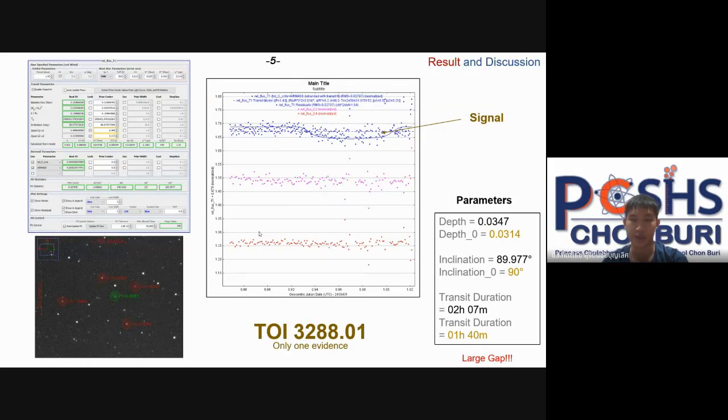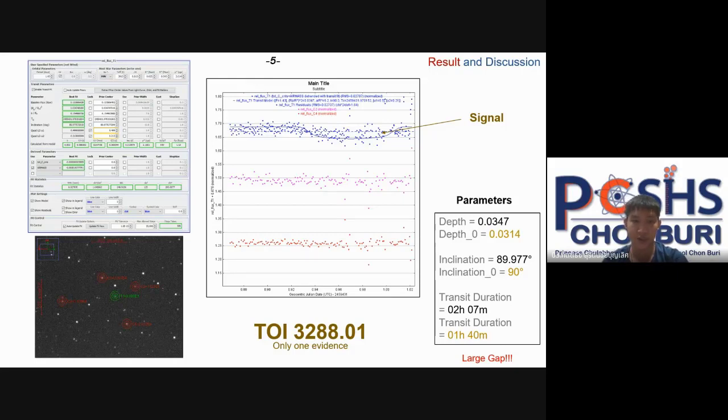For results and discussion, from many observations we get one evidence from TOI 293 by using AstroImageJ. We found that it has a large gap between original and fitted parameters, and consider that the least square and iterative method in AstroImageJ may not detect small signals, because TOI 3288.01 is the only one that has a large signal according to the NASA database, not in Brazil.